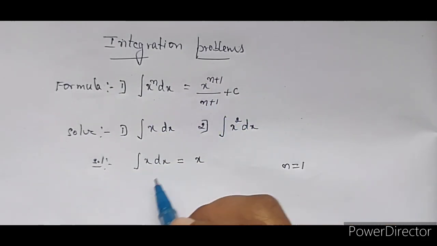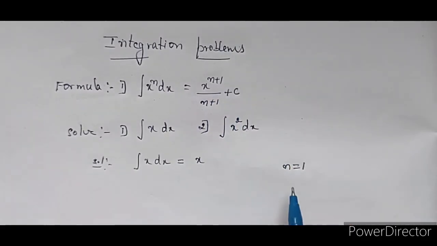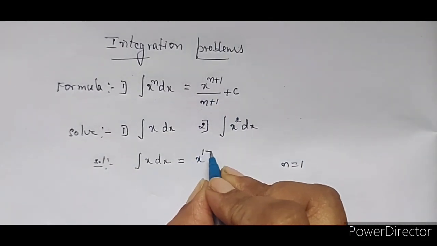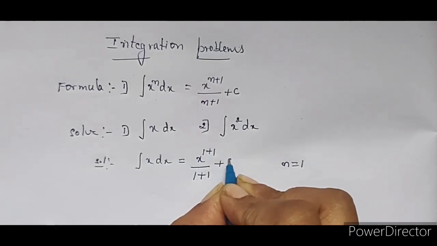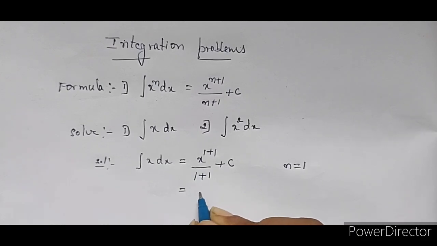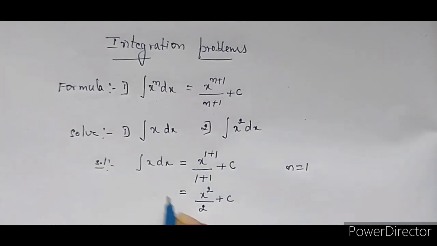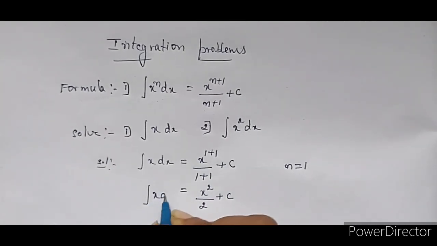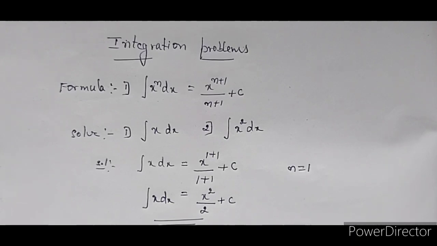So according to the formula, integration of x dx is x to the power of n plus 1 divided by n plus 1. What is n? n is 1. So it is x to the power of 1 plus 1 divided by 1 plus 1, plus the constant of integration c. Here 1 plus 1 is 2. So x square divided by 2, plus the constant of integration c. So that is the integration of x dx. This is how we use the standard formula and solve the problems.